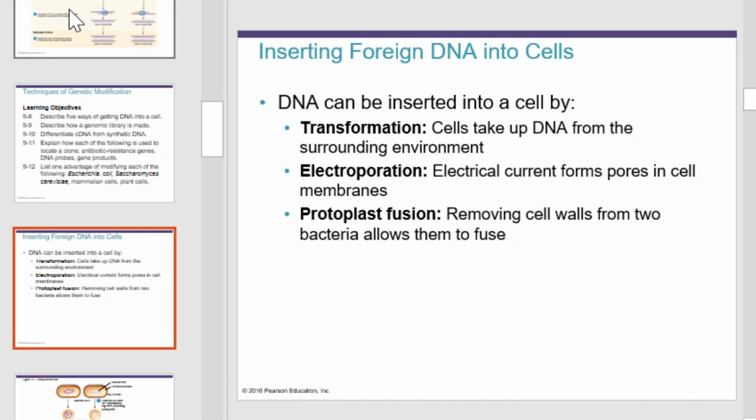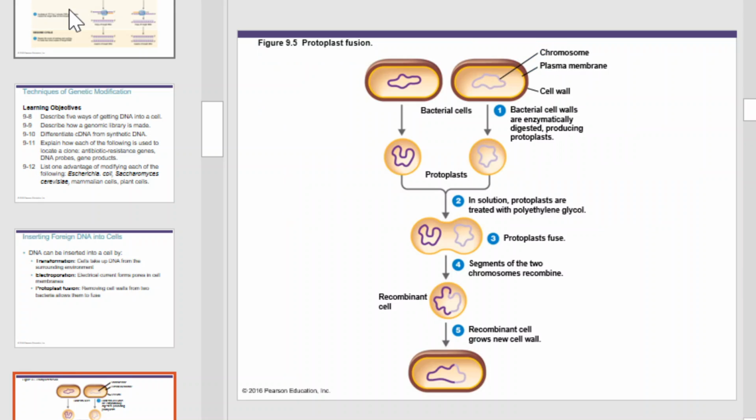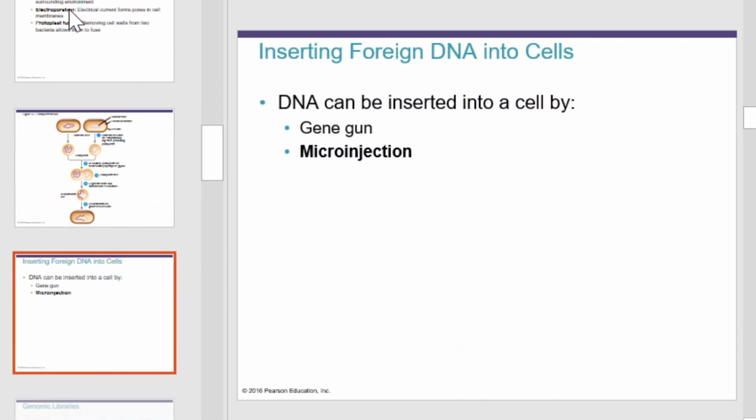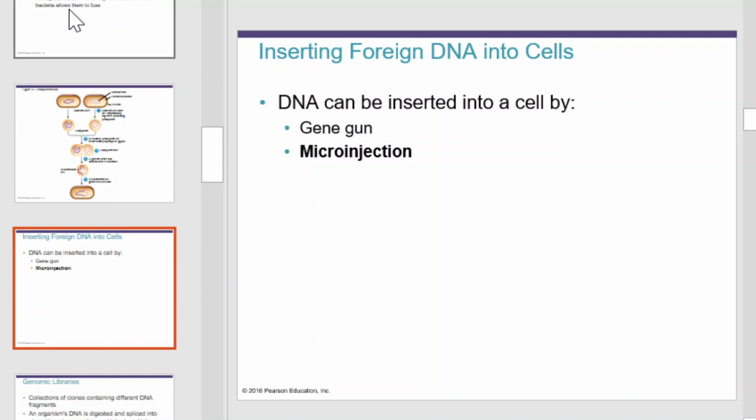Protoplast fusion involves removing the cell walls from two bacteria, which allows them to fuse to each other. This is an illustration of protoplast fusion. Inserting foreign DNA into cells can also be done using a gene gun or microinjection.